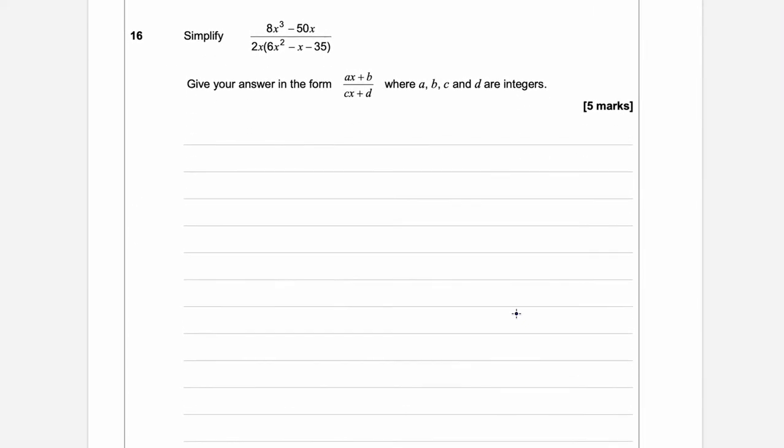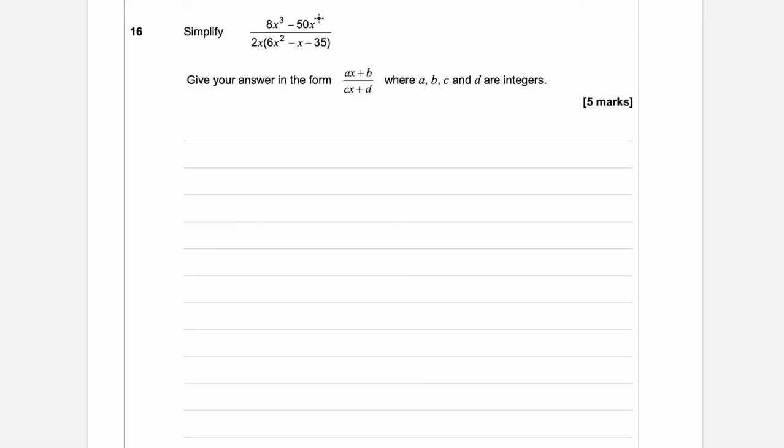Question 16. Simplify this, give your answer in this form. First thing, guys, let's factorize. Factorize the top, take out the 2 and the x, and I'm left with x squared minus 25, which is nice, that's the difference of two squares. I have a 2x on the bottom, that's also nice because that'll just cancel. So let's just get rid of them right now.